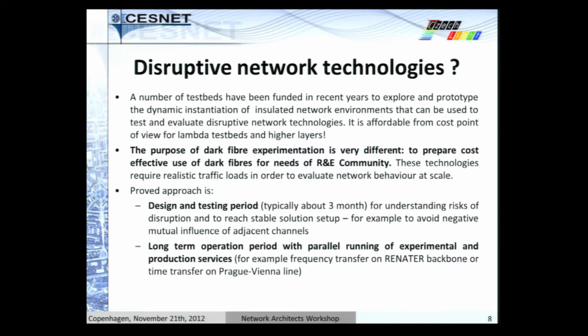First, design and testing. Understand risk and reach a stable solution. There is a proven approach to build integrated facilities, which allows sharing the fiber footprint. And the second step is a long-term operation period with parallel running of experimental and production services. We have one example in collaboration with ACOnet. It's the comparison of atomic clocks in Prague and Vienna.